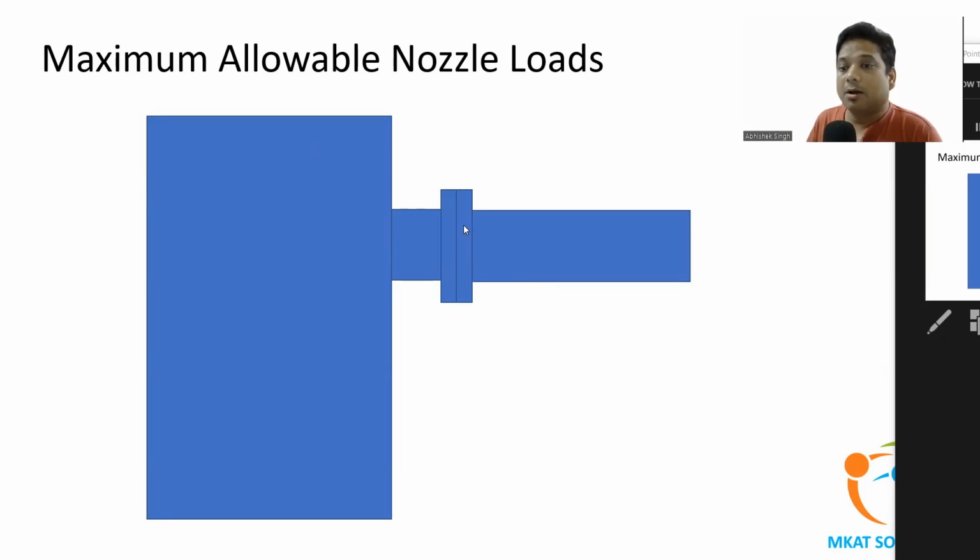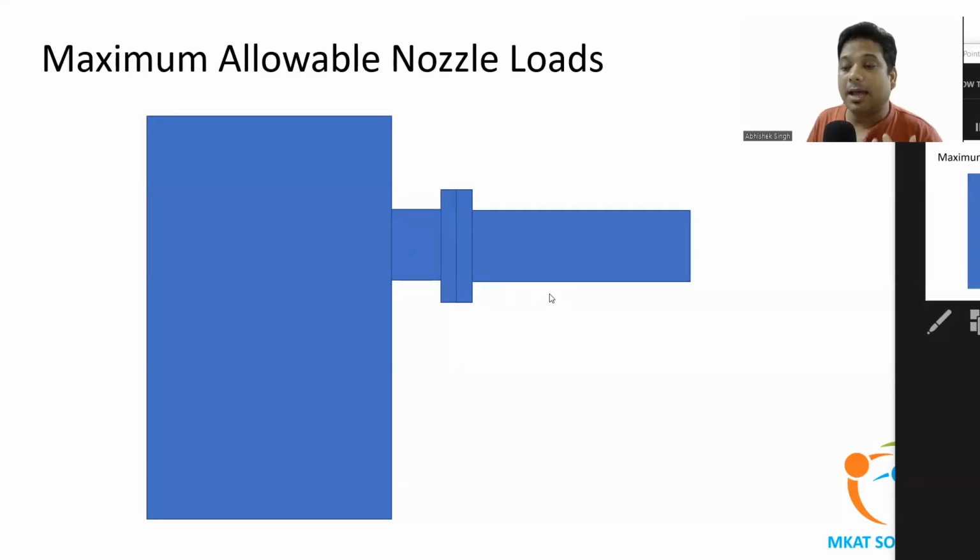Now this piping will exert load on the nozzle depending upon how it is rested, whether the support is provided here or there, or whether bellows are attached. Because if the bellows are not attached and the pipe is quite long, then due to thermal expansion, lots of loads will be transferred to the nozzle. So finally the nozzle loads are coming from where? Nozzle loads are coming because the piping is attached to the nozzle.